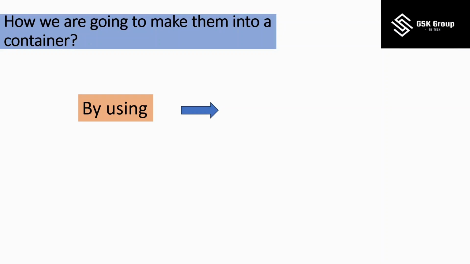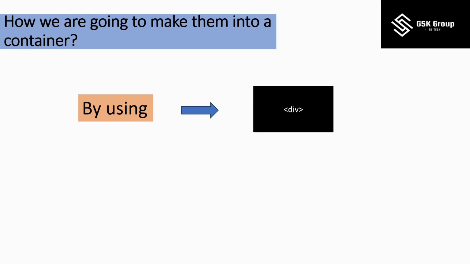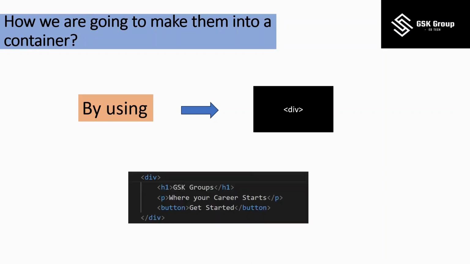Before adding the CSS part to the HTML file, we need to put all the heading, paragraph and button elements into a container. How are you going to make them into a container? By using the div element. This div element is used to make all the content into a container. Here is an example of how it looks. As we observed in the previous page, we have written the heading element, paragraph element and button element. So we have moved all these elements into a container called div.